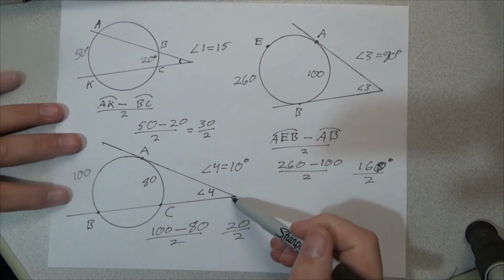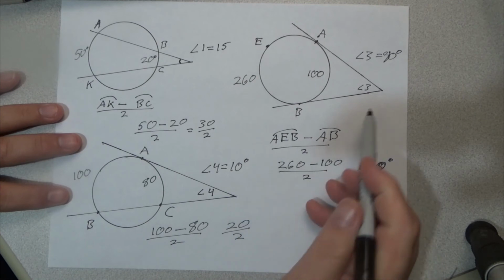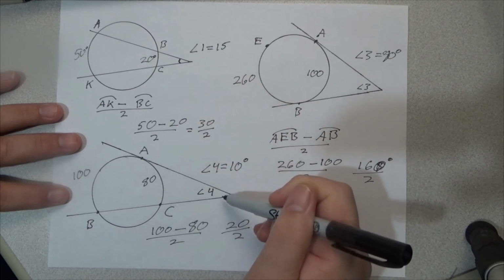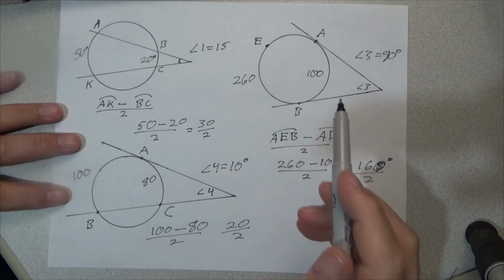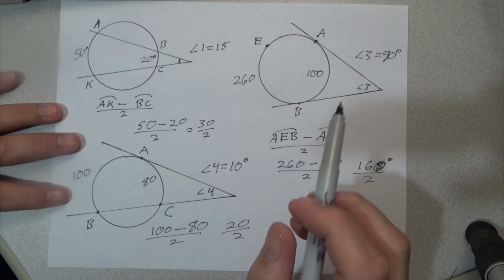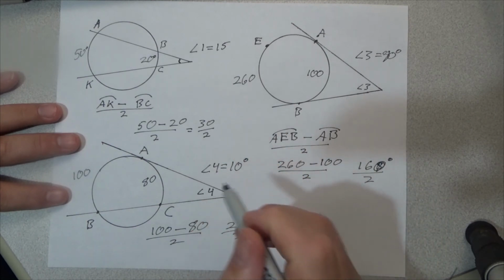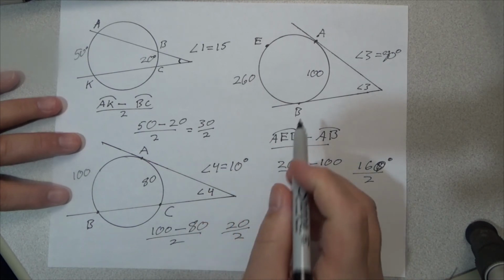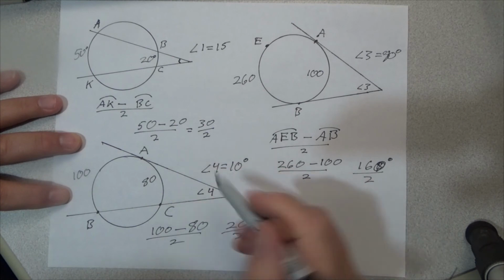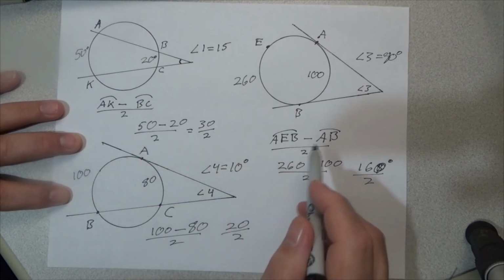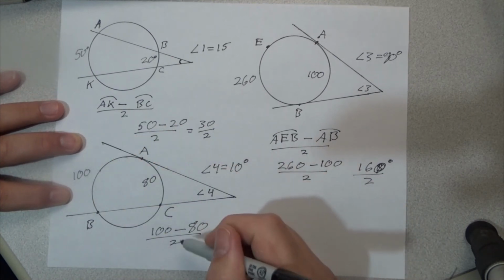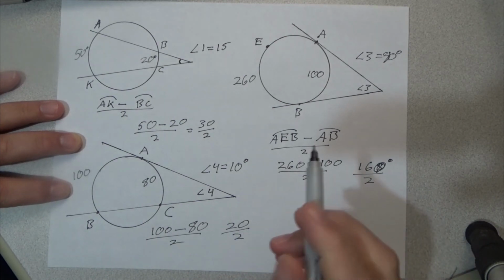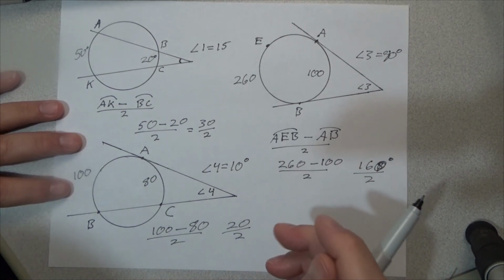So if we have an angle outside of the circle, then we subtract. If the angle is inside or on the circle, that is when we add. So the equations are very similar. The difference is subtract when the angle is outside, add when the angle is either inside or on.